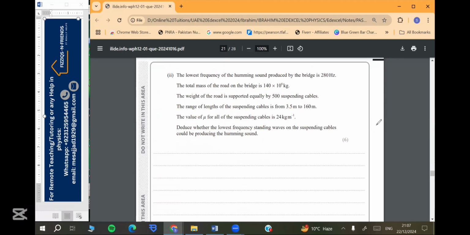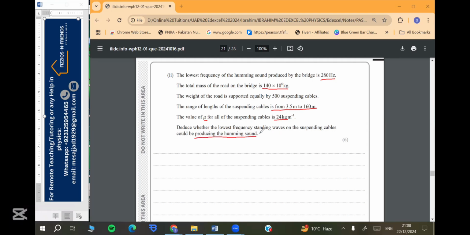The lowest frequency of the humming sound produced by the bridge is 280 hertz. Okay. The total mass of the road on the bridge is 140 times 10 to the power 6 kg. The weight of the road is supported equally by 500 suspending cables. The range of lengths of the suspending cables is from 3.5 meters to 1.160 meters. The value of mu for all suspending cables is 24 kilograms per meter. Deduce whether the lowest frequency standing waves on the suspending cables could be producing the humming sound.